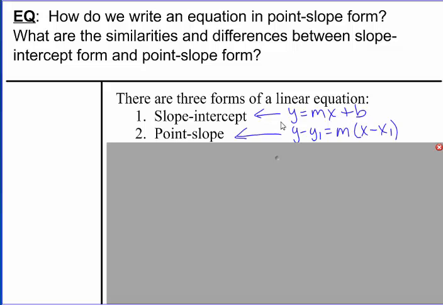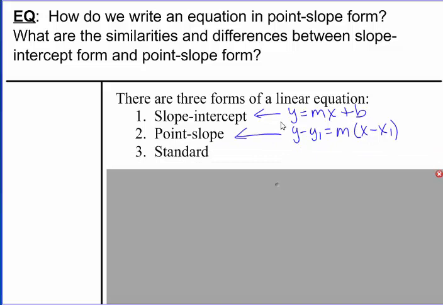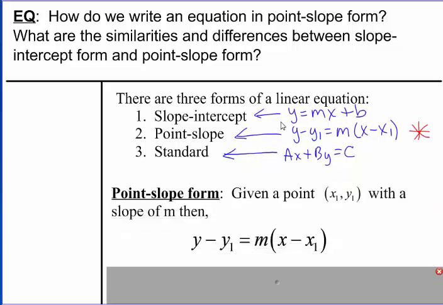And then later, we're going to talk about standard form. So standard form of a linear equation is ax plus by equals c. Again, that one we will discuss later. Right now, we are going to focus on the point-slope form. So again, point-slope form: given a point (x1, y1) with a slope of m, you can write your linear equation y minus y1 equals m times the quantity x minus x1.